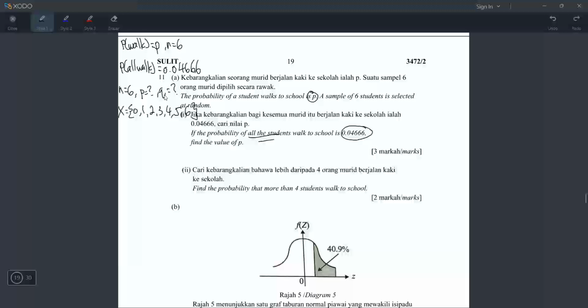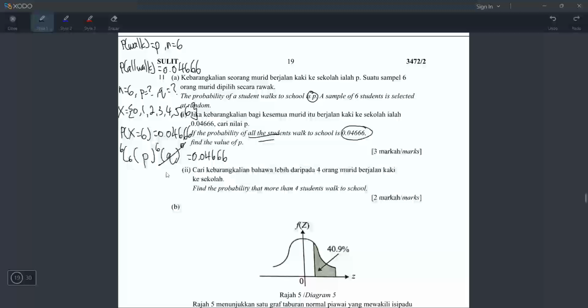So what I will do now is write P(X = 6) equals to 0.04666. And then I will use the formula nCx, so 6C6, P power 6, Q power 0. This is the probability of success, but I don't know it, right? But it's fine, just write P and Q. Even if you don't know Q, Q power 0, anything power 0 is 1, so you can cancel it, it becomes 1.